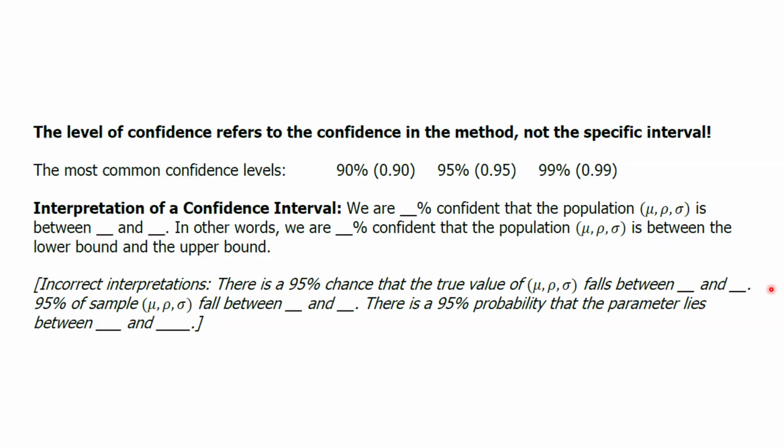We say, for example, 95% confident that the true population proportion is between the lower bound and upper bound. This means that if we repeated this sampling process many times, about 95% of the intervals we create would contain the true parameter.